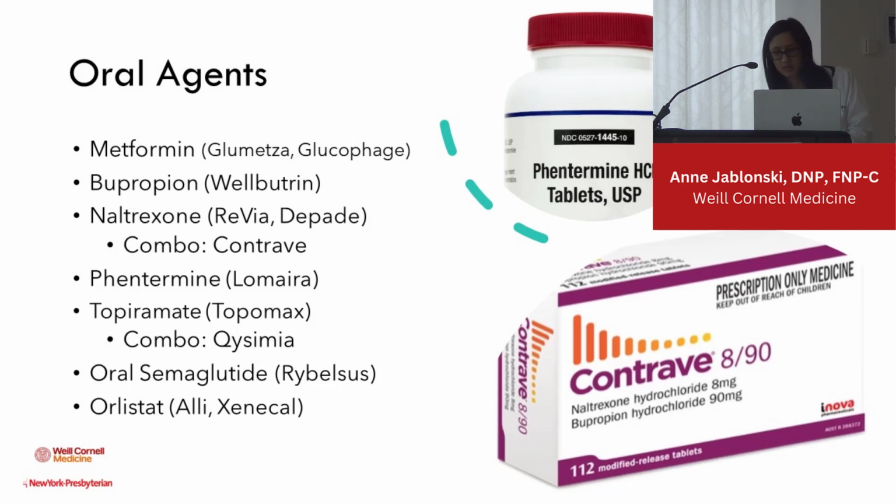So Rybelsus is the pill version of Ozempic. It is approved as a diabetes medication, so getting it covered for weight loss is really hard, but studies show that a person can still lose around 10% of their body weight. And then orlistat I mentioned before.